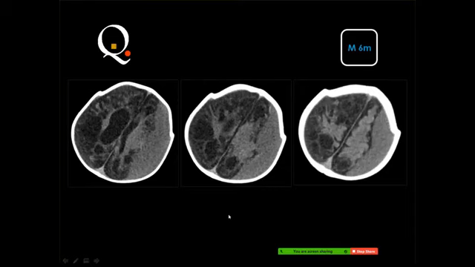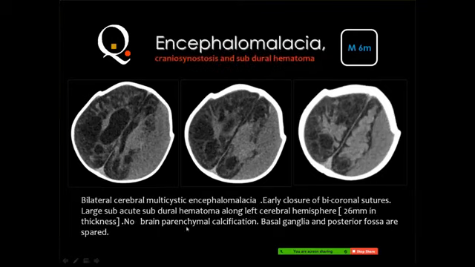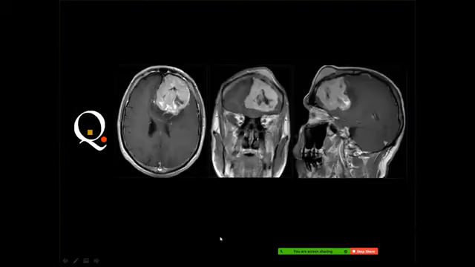This is a hypoxic ischemic encephalopathy of an infant with a subdural hematoma. Okay.